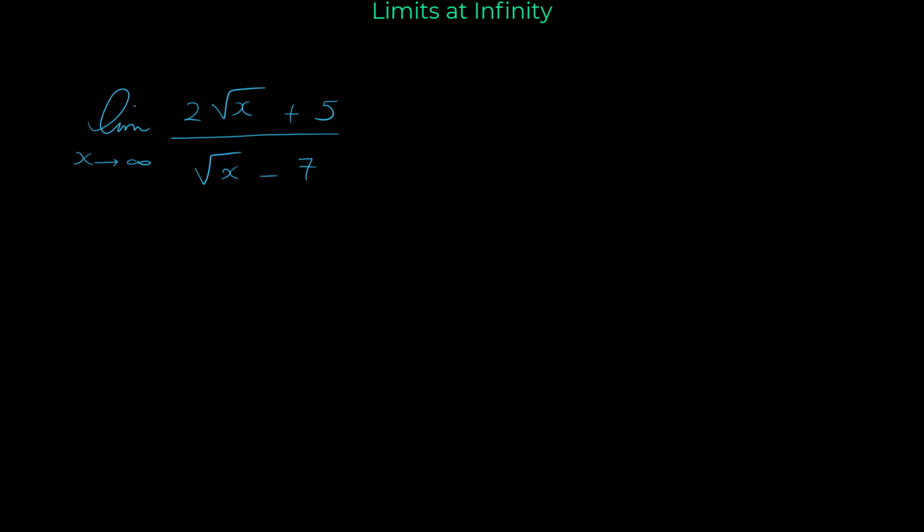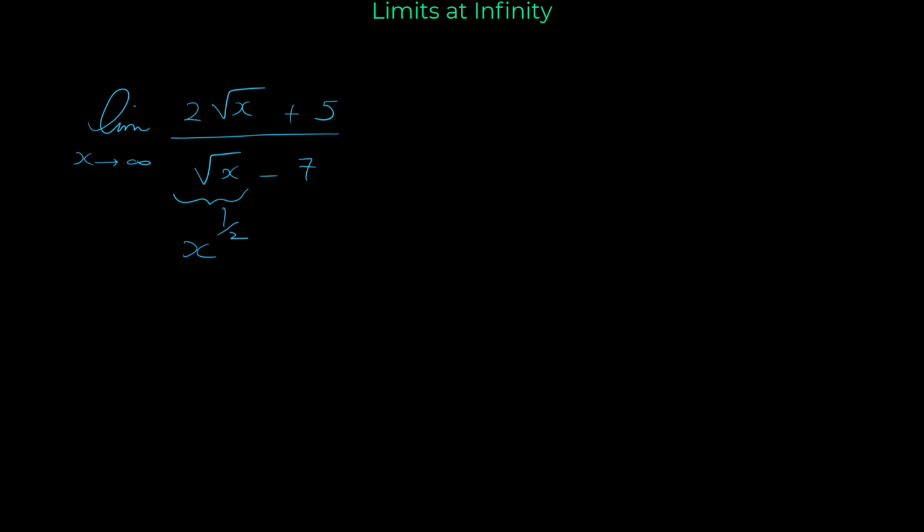of those types of functions as x approaches infinity, we divide the numerator and denominator by the highest degree of the denominator. So here we look at the denominator. In the denominator we have x to the 1/2. Attention, radical x is x to the 1/2. We can write it in the power form as x to the 1/2.